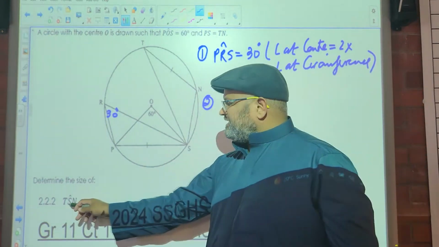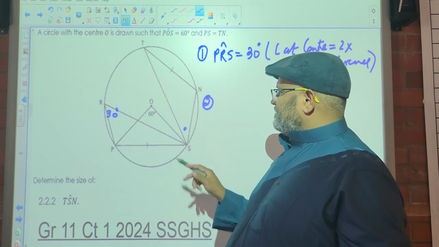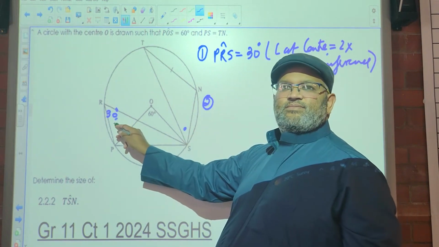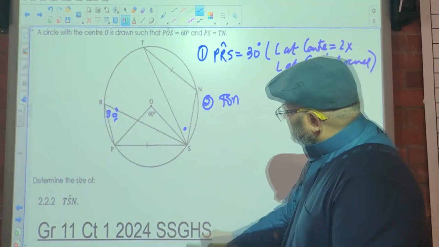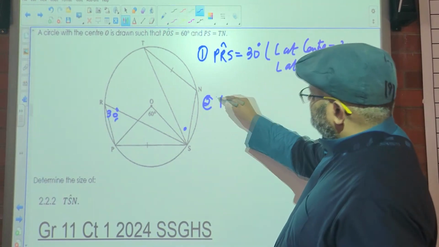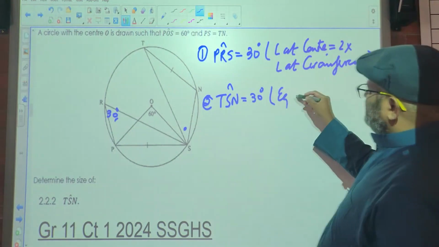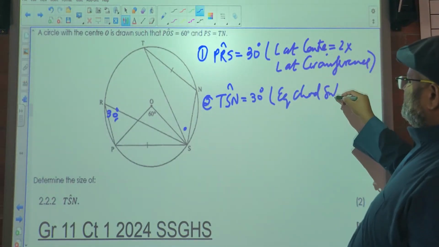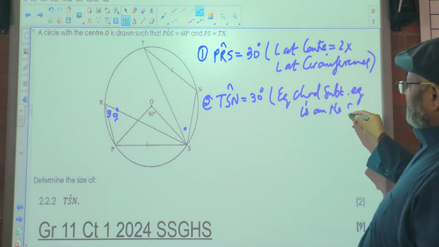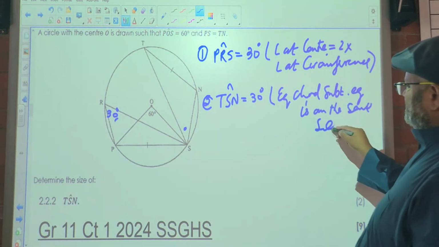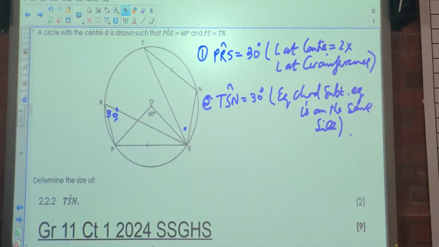Then I want you to calculate TSN, which is this angle here. But we know that that angle and this angle are the same. So you say angle TSN is equal to 30 degrees. Why? Equal chords subtend equal angles on the same side.